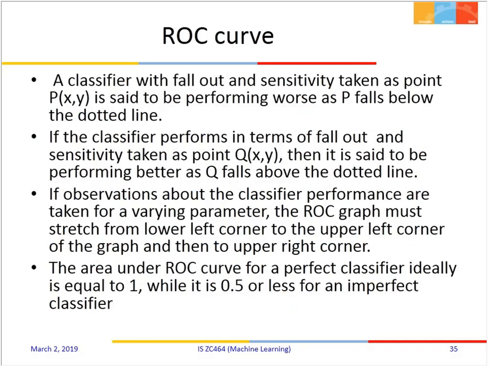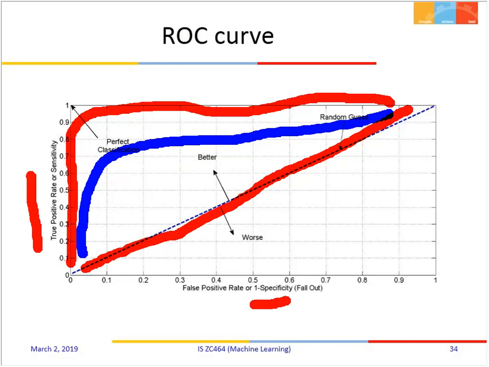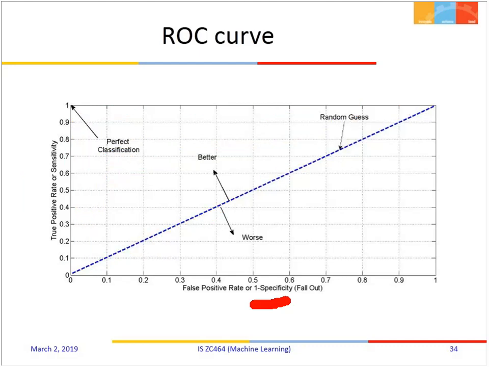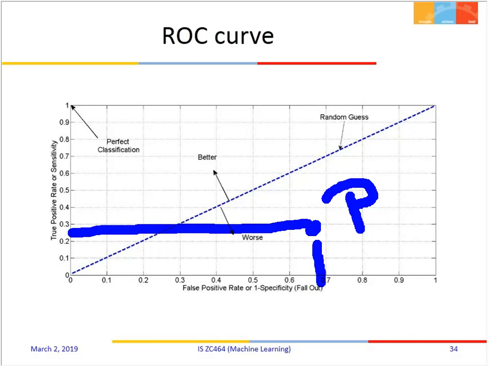So what we are doing here is the classifier with the fallout and sensitivity taken as point P is said to be performing worse as P falls below the dotted line. You can look at this and see if there is a P point here, then this point is actually considered to be the one corresponding to the false positive rate here and true positive rate here. This classifier is considered to be the bad classifier. Basically, it is with respect to some parameters, right?